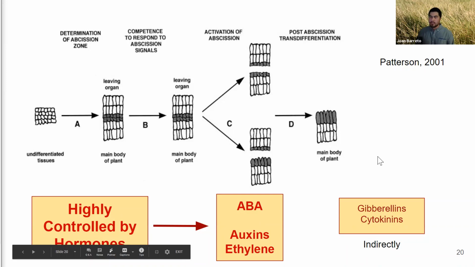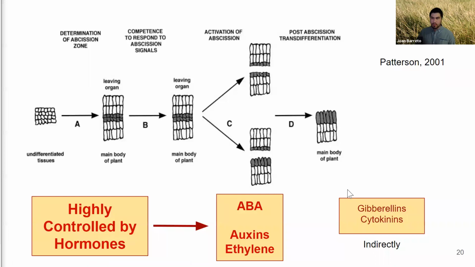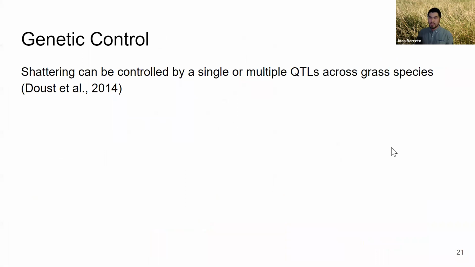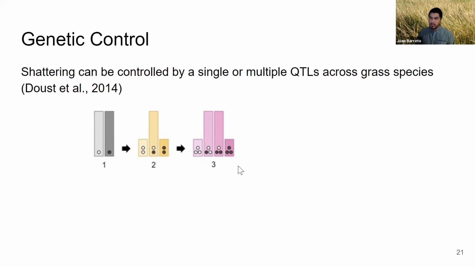So for us, it is important to develop varieties that do not shatter, so farmers can harvest and avoid yield losses. To do that, to understand whether we can breed for this trait, we first need to understand the genetic control. We know that across grasses, shattering can be controlled by one gene, monogenic, or by many other genes, in that case polygenic. These numbers indicate the number of genes controlling the trait.